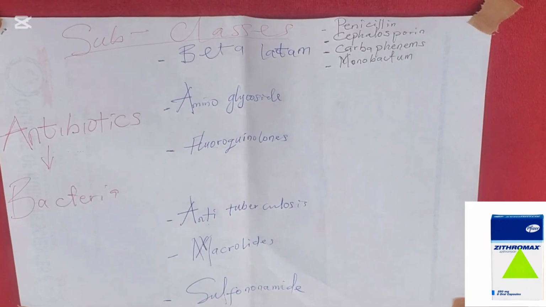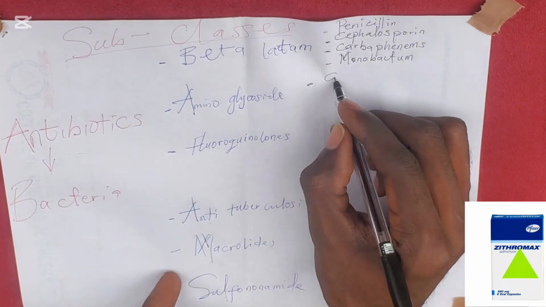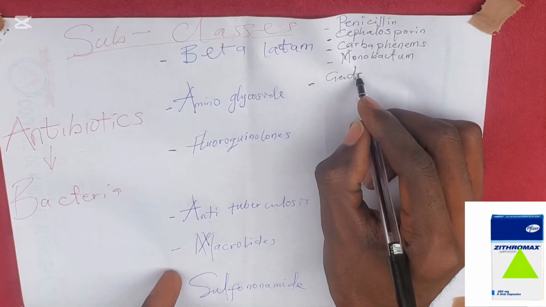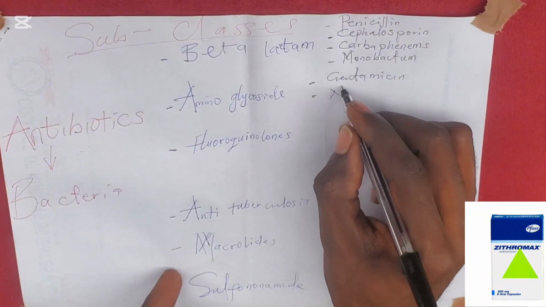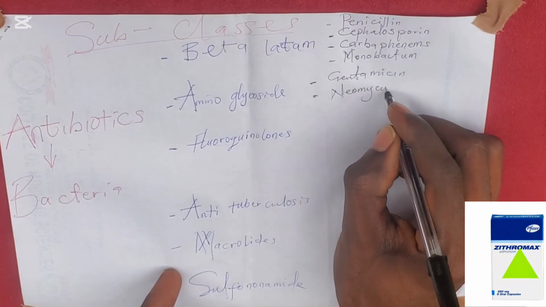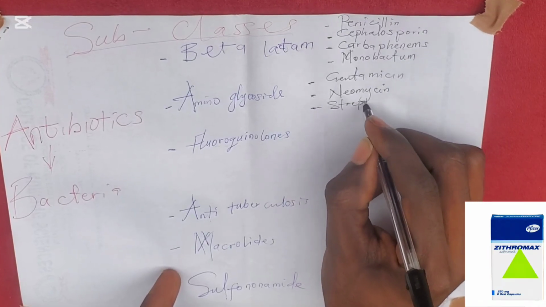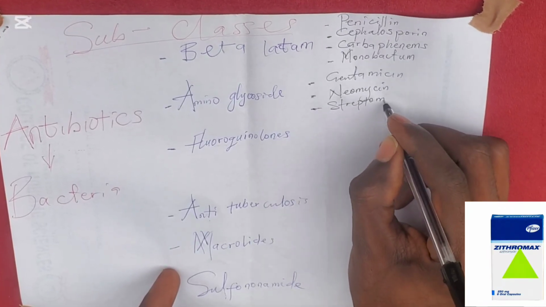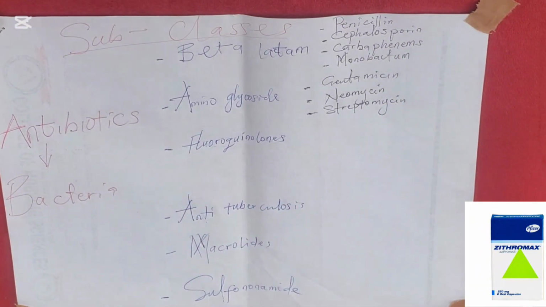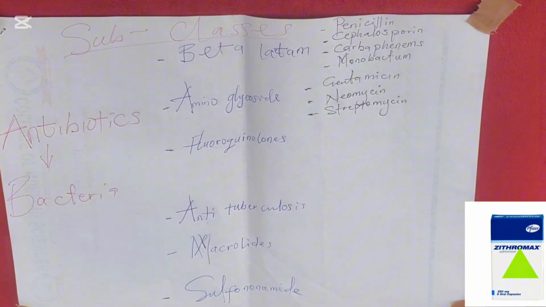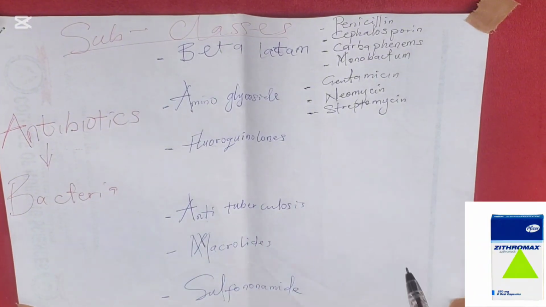Now, going to the aminoglycoside, in this aminoglycoside, all these things you used to call gentamicin, neomycin, streptomycin, this is where you find it. So we can just list a few of them: we have gentamicin, we have streptomycin, or let's start with neomycin. After neomycin, we have streptomycin. It doesn't end there. We equally have the ones we call kanamycin, tobramycin. All of them belong to aminoglycoside.